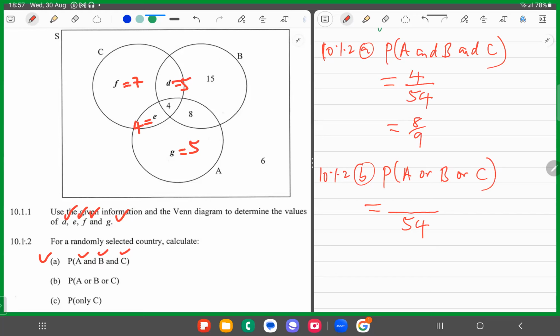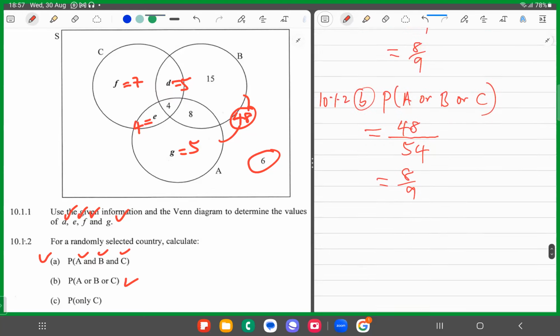And now, if we are to find the probability of A or B or C, in other words, we are going to add everything inside. It's only this one that's outside. So it's 6 out of 54, so we know that everything inside must be 48. If we add everything, we get 48. So 48 divided by 54 is exactly 8 out of 9. So the probability of this is 8 out of 9 in 10.1.2. So we are done with 10.1.2 part B.